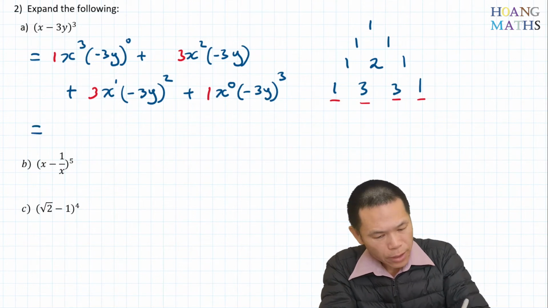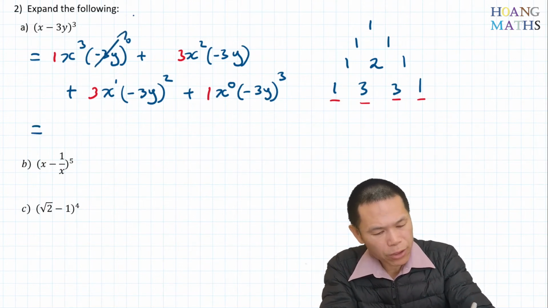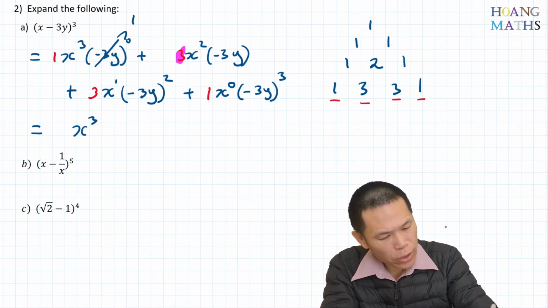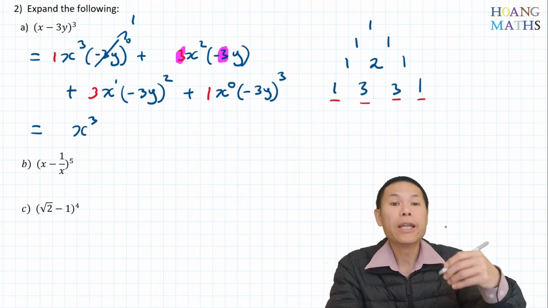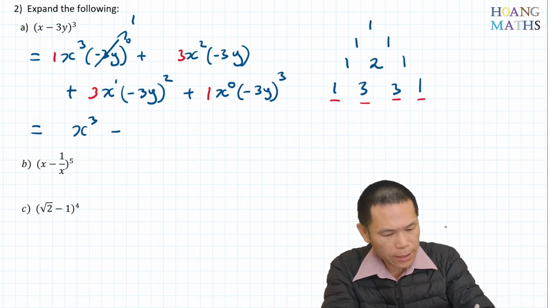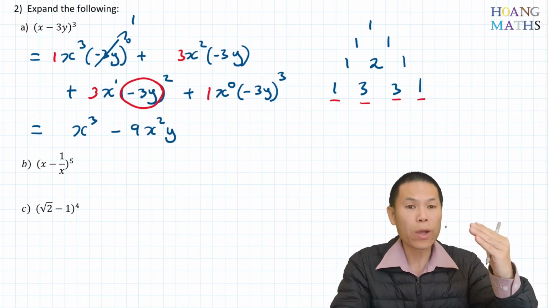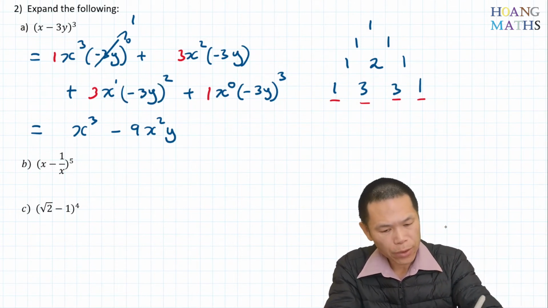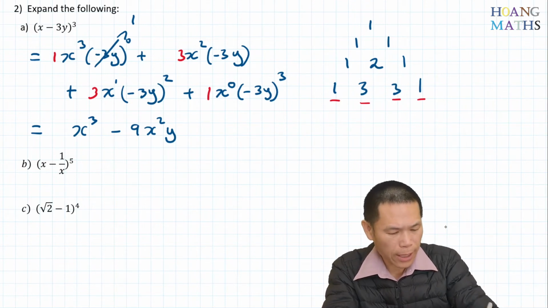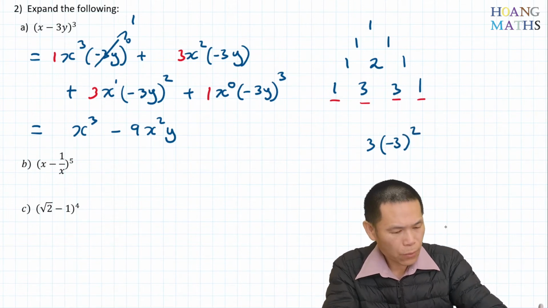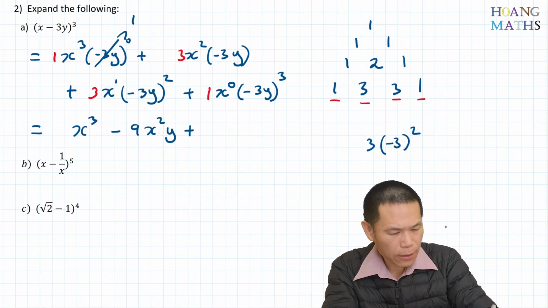So for this term here, anything to the power 0 is 1. So that's left with x to the power 3. And now we know that 3 times negative 3 gives me negative 9. So just write this down, minus 9x squared y. And negative 3y all squared should give me a positive. So 3 squared is 9, 9 times 3 is 27. Otherwise, just put that on your calculator, 3 times negative 3 squared. It should give you 27. So just write this down, plus 27xy squared.